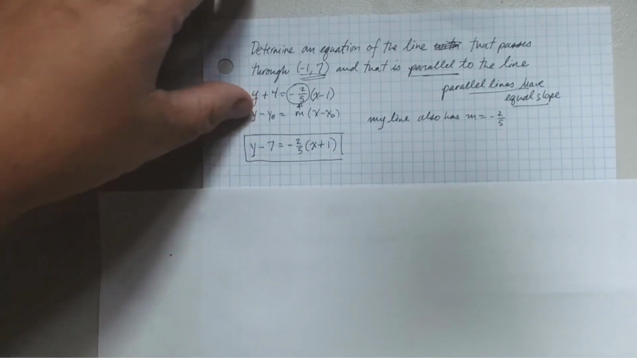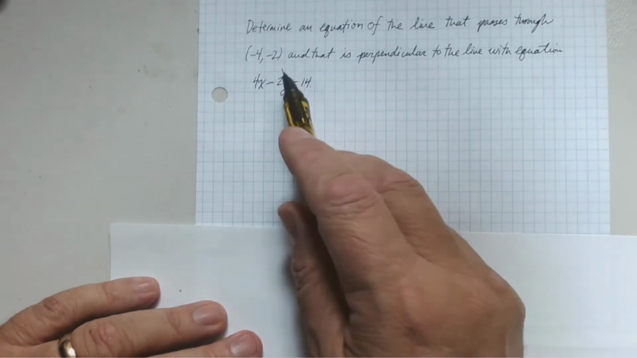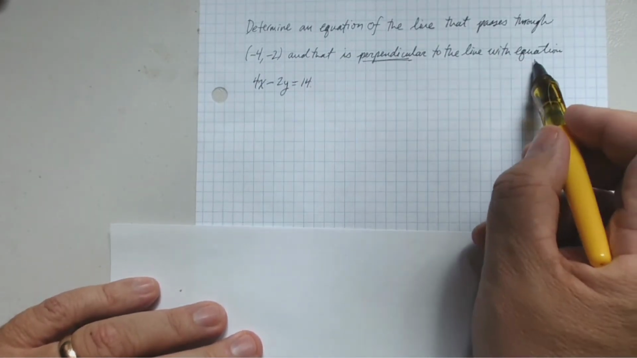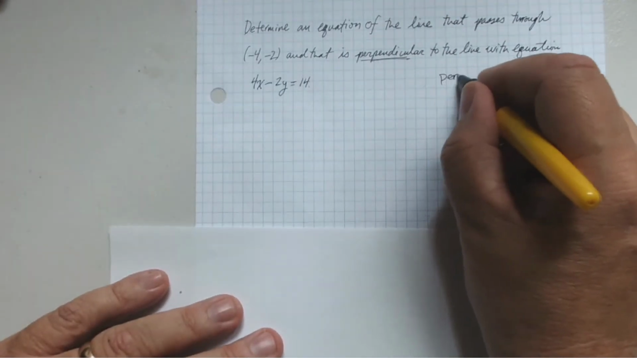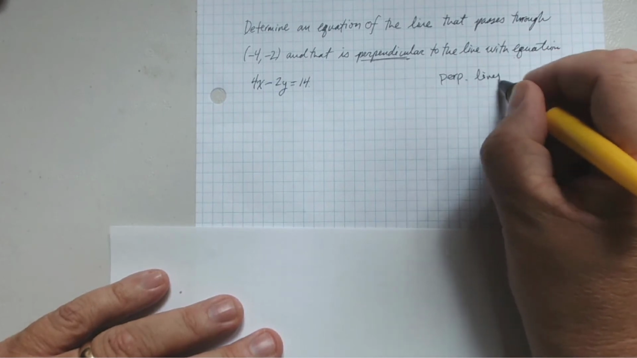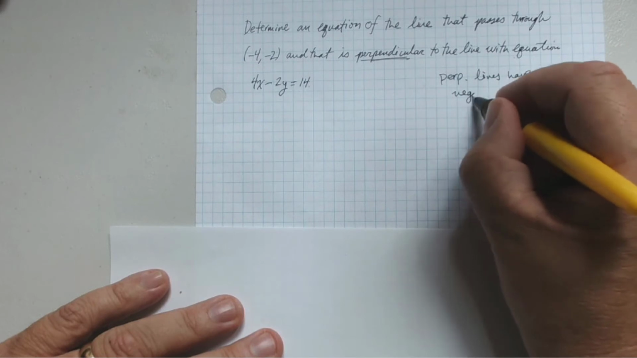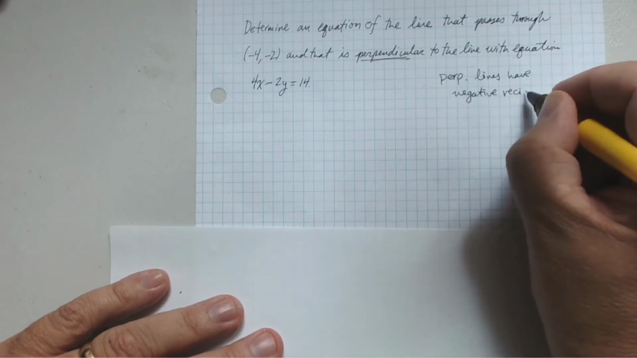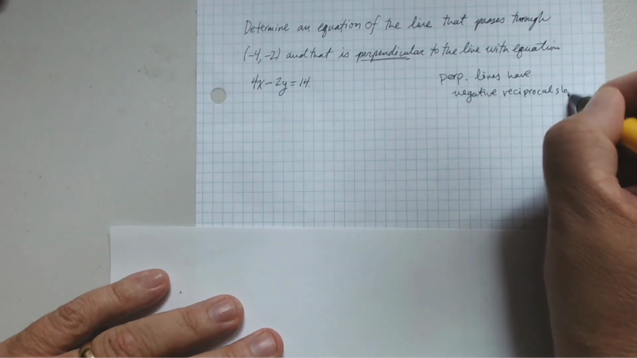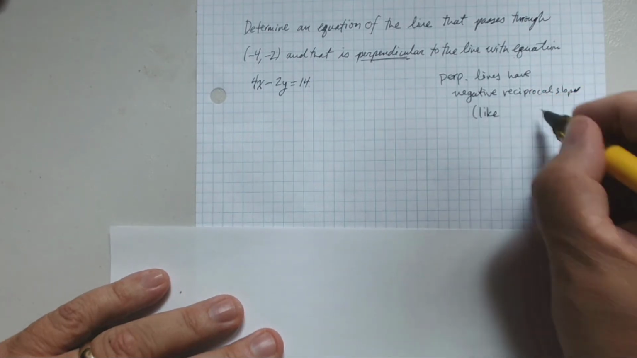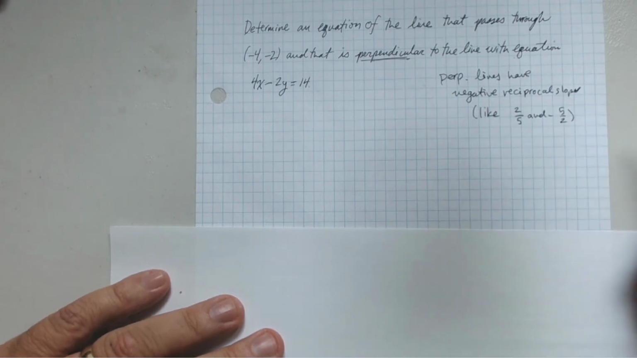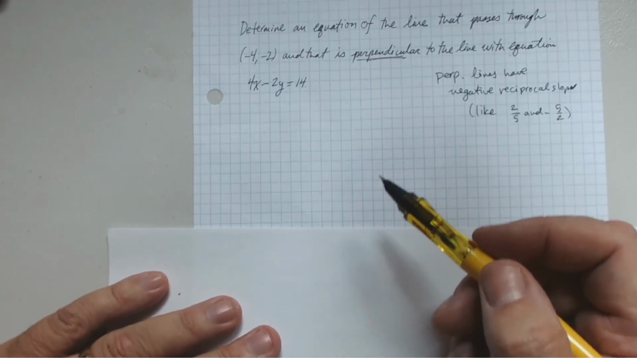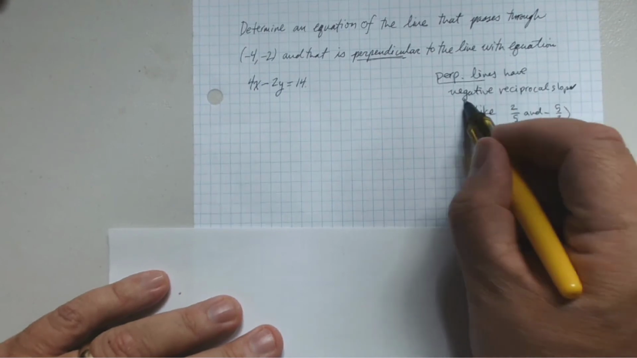One last one using perpendiculars. Determine an equation of the line that passes through (-4, 2) and that is perpendicular to the line with this equation, 4x minus 2y equals 14. So let me remind you, perpendicular lines have negative reciprocal slopes. So like that would be 2/5 and -5/2. I'm not going to explain why that is the case in this video. This is something that we've seen elsewhere, and I'm just going to put it to use.